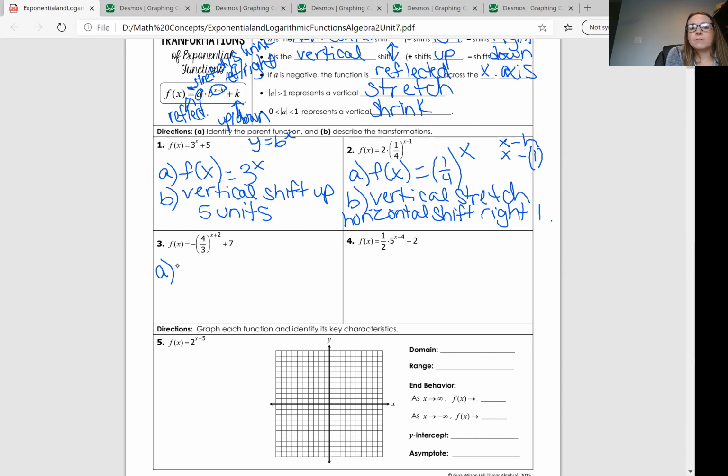So here, parent function, f of x equals, okay? Not the negative, that's one of our transformations. It's going to be the 4/3. And again, to the x power, because this number goes with this x, okay? Not the +2, not the +7, not the minus, okay? Those are all transformations. So the parent function is f of x equals 4/3 to the x power. Now, b, we have 3 different transformations here. This negative means that it's a reflection over the x-axis.